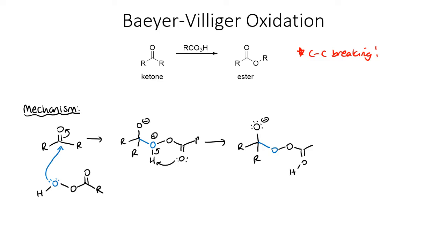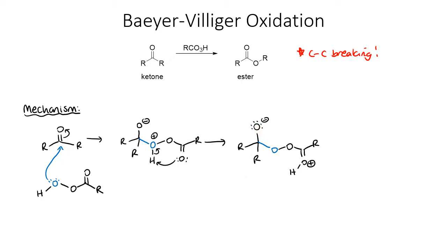Oops, I lost the R groups. Let me just draw on the R's. Now, we have a negative charge on this oxygen here. We have a positive charge on this one over here. So overall, we're going to try and get rid of these charges. So we're going to start with the source of the electrons, the negative charge.